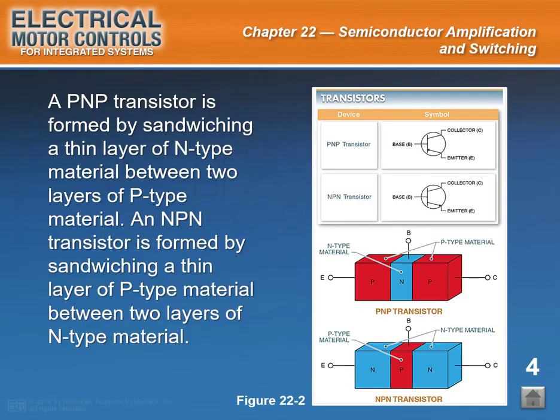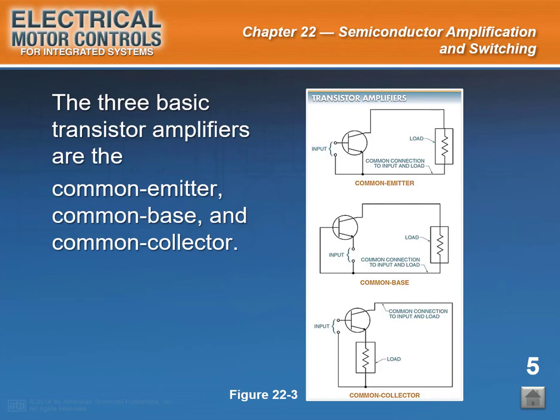Slide Caption. The three basic BJT amplifiers are the common emitter, common base, and common collector. See Figure 22-3. A BJT can accept an input signal at either its base or its emitter and can deliver an output from either its collector or its emitter, depending on the circuit configuration.